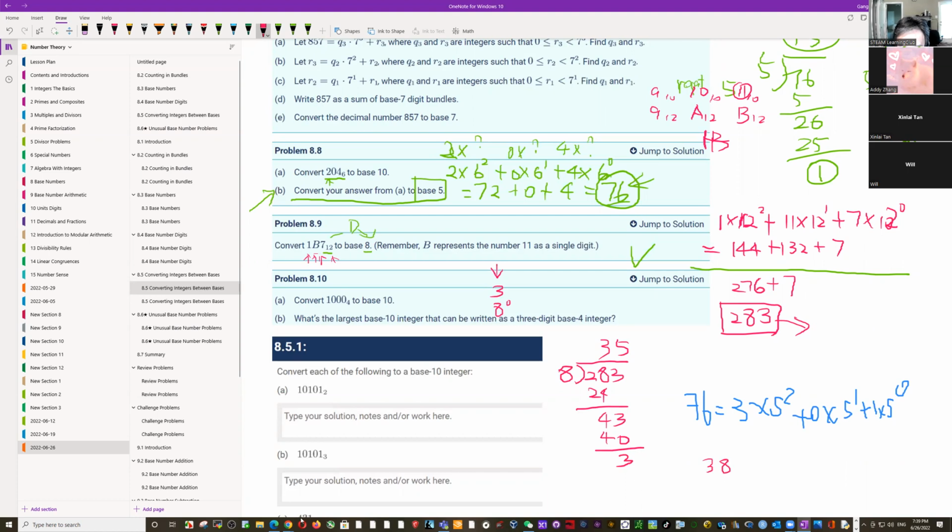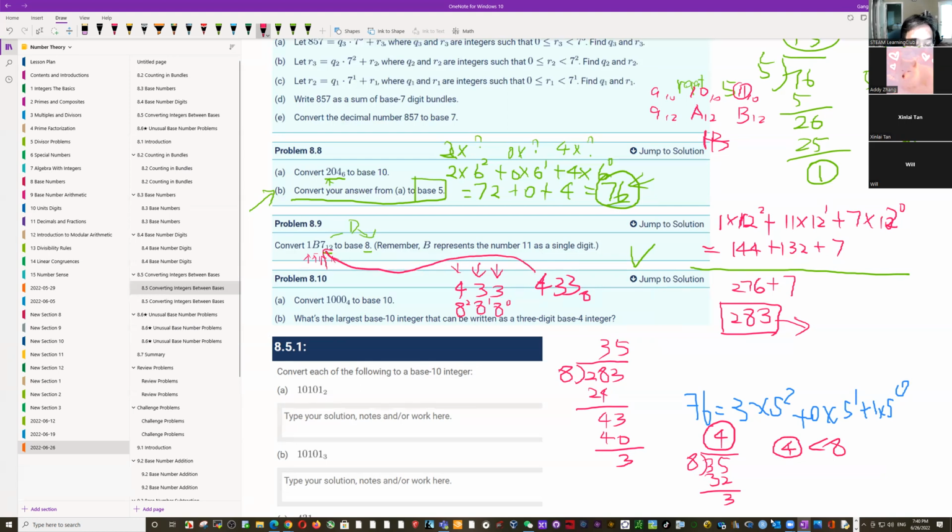Then 35 goes to the next level of division. Divided by 8, we get 4, remainder 3. So 3 again, in the 8 to the first position. Then we actually got 4. 4 is less than 8, so there's no need to do further division. It can go directly to the 8 squared position. So 4, 3, 3, base 8. That is what we get for this.